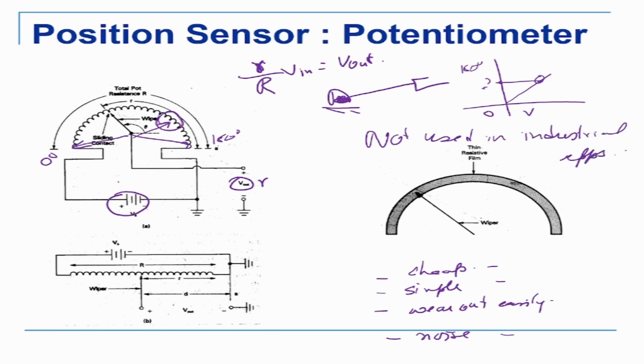Now you can also have a linear potentiometer, which is shown here. So this is a linear system. This is a wiper, but this wiper moves in straight lines. It can move like that. The principle of working is exactly the same.